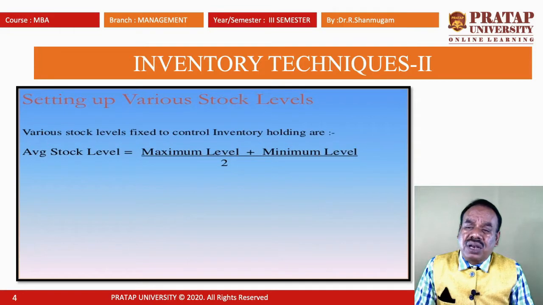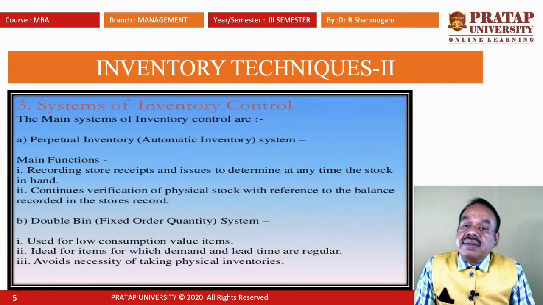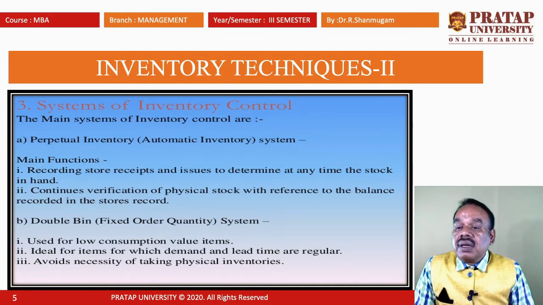Setting various stock levels. Various stock levels fixed to control inventory holdings: average stock level equals maximum level plus minimum level divided by 2. System of inventory control. The main system of inventory control, number one, is perpetual inventory, that is the automatic inventory system. Let's see what are the major functions in the perpetual inventory.